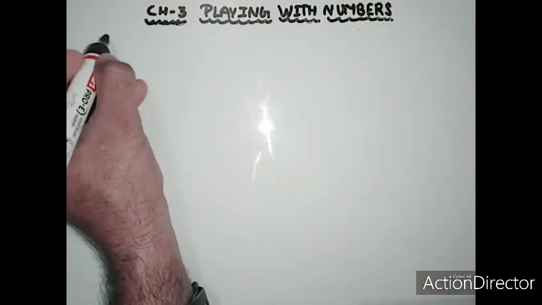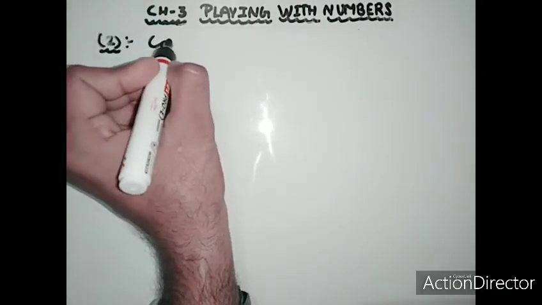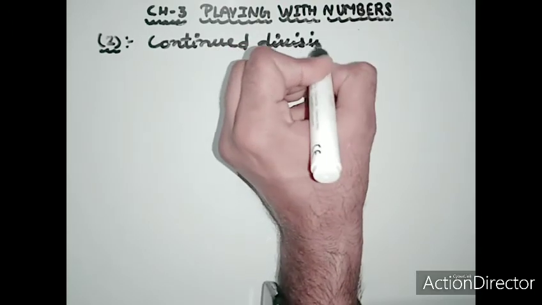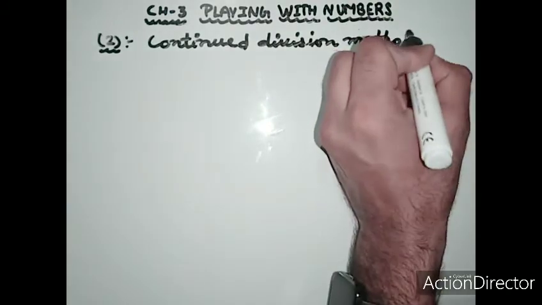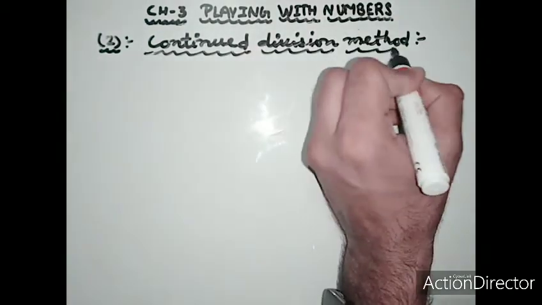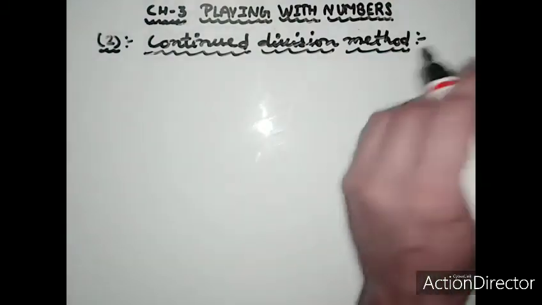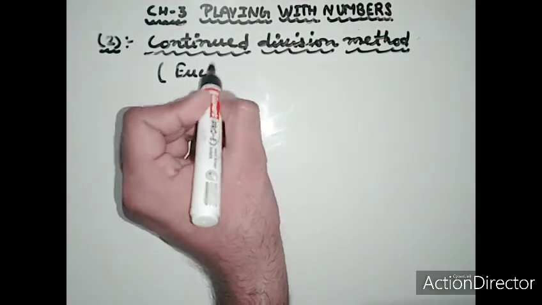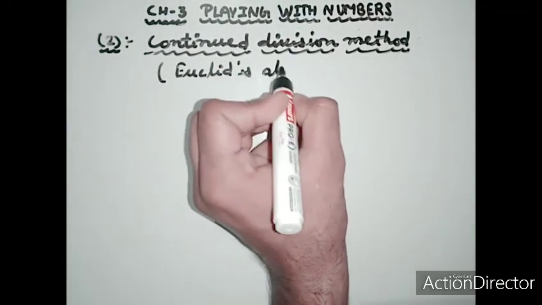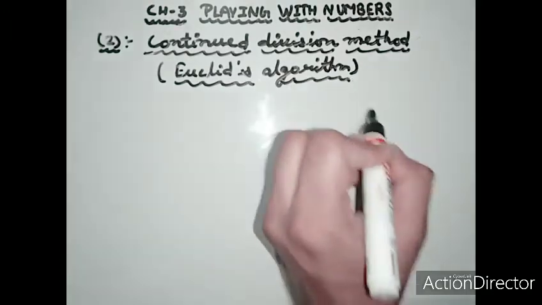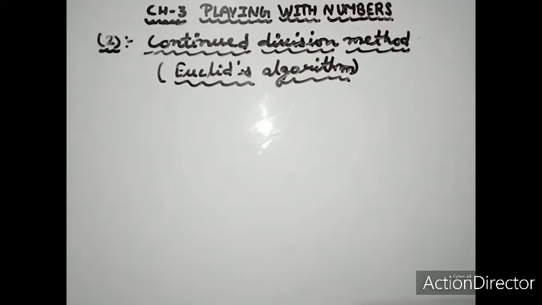Okay, so here we will discuss the next method, continued division method. Okay students, this method is also known as Euclid's algorithm. Okay, so now here we take one example related to this question.